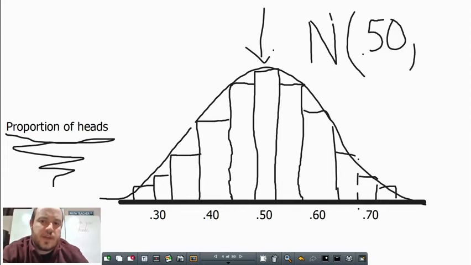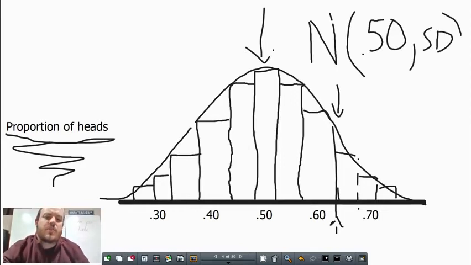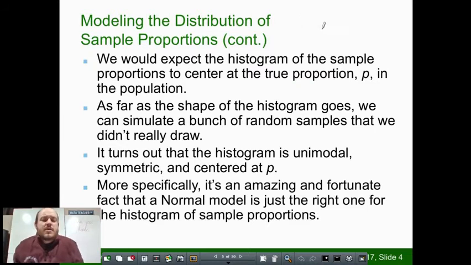We've talked before that it's at the inflection point. So how far would this standard deviation be? All right. And that's going to create our normal curve that goes along with this. So let's see where this is taking us. It's saying we would expect the histogram to have the proportions center at the true proportion. In our case, that would be the 50%.